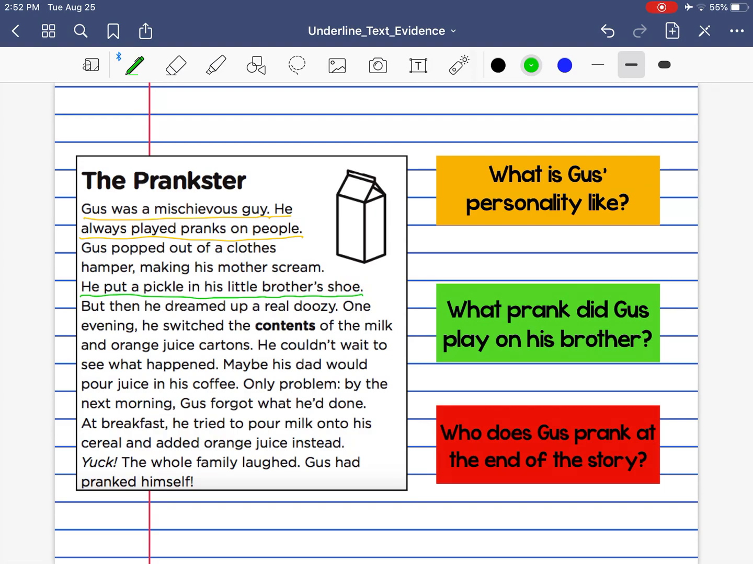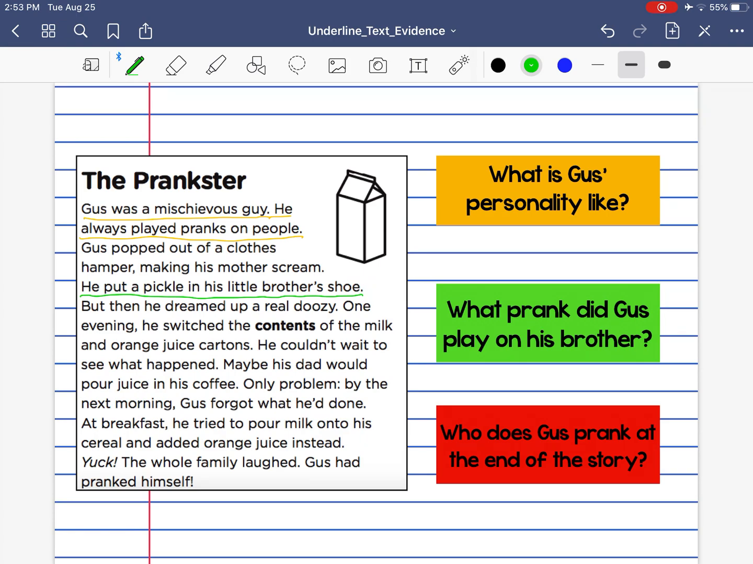So, who did Gus prank at the end of the story? Gus pranked himself, right? So I would write this out by saying, at the end of the story, Gus pranked himself. That would be a complete sentence that uses some of the words from the question, the PQA, to make it in a complete sentence.